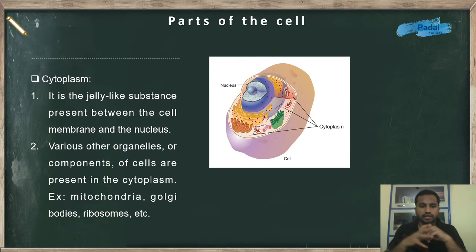So let us look in depth into the cytoplasm. We have discussed that it's a jelly substance, a sticky type of thing which holds the components of the cell. It also helps as a protective layer. At the same time, it helps the components of the cell with movement and transport, right? Various organelles or components of the cell are present in the cytoplasm, like mitochondria, Golgi bodies, ribosomes, rough endoplasmic reticulum, and smooth endoplasmic reticulum. All these different components of the cell are present in the cytoplasm.